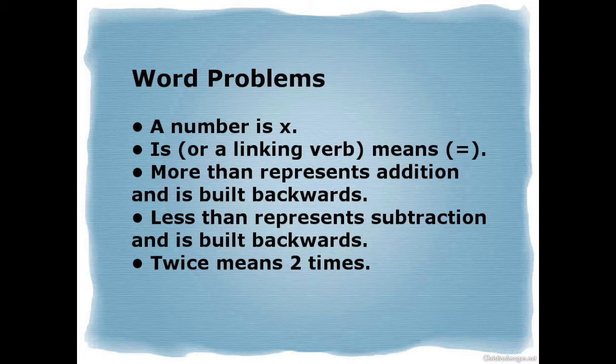More than represents addition and is built backwards. If that sounds a little complicated, we'll show you how that works. But when you see the phrase more than, know that we're talking about addition. Less than represents subtraction and is built backwards. So if you see the phrase less than, know we're talking about subtraction. And the last one that I've added is twice means 2 times. So if you see the word twice or double, double means the same thing, 2 times. Triple would mean what? 3 times. So watch for that phrasing.